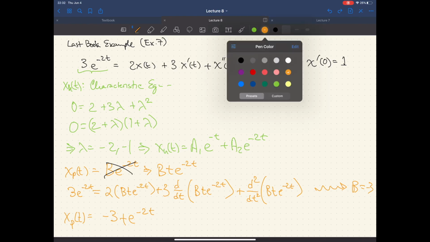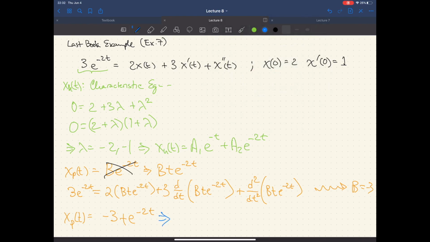Okay, now that we have that, we assemble our total solution, and we end up with minus 3t e to the minus 2t plus a1 e to the minus t plus a2 e to the minus 2t. All right, this is where it gets kind of tricky. So we need to evaluate this at 0.